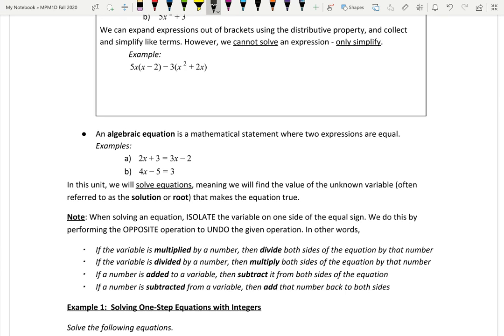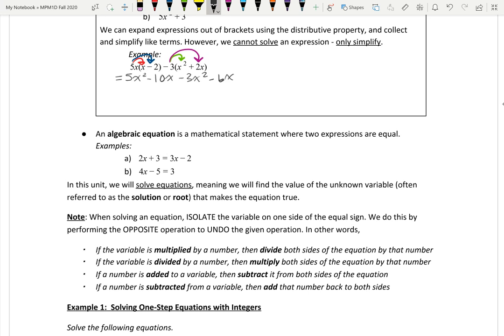We'll do that right here in this example. So I'm going to distribute out of the brackets. So 5x times x, 5x squared, 5x times negative 2, negative 10x, negative 3 times x squared, negative 3x squared, negative 3 times positive 2, negative 6x.